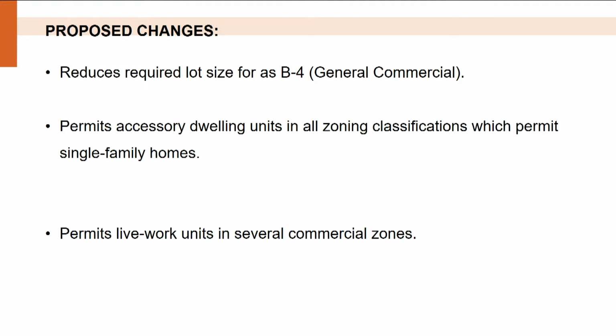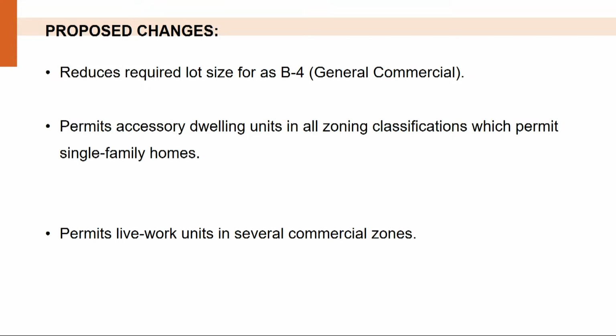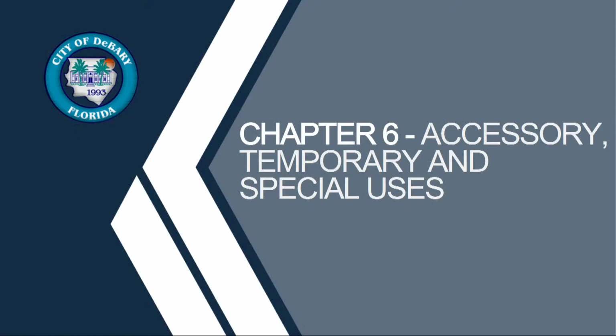We will propose to permit accessory dwelling units in all zoning classifications which permit single-family homes. And I'll cover that section later in my presentation. Also, proposed changes would permit a live-work unit, similar to what we see going into the TOD, with residential on the top and business on the bottom, now in several commercial zones. That's pretty simple for Chapter 4 base zoning.